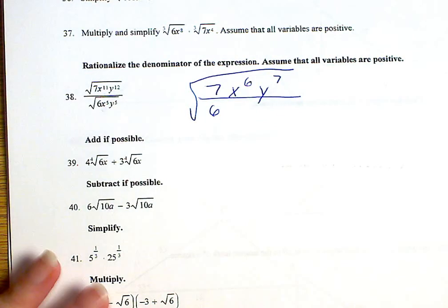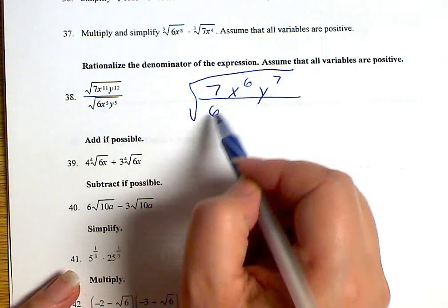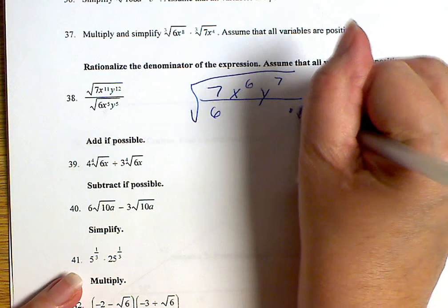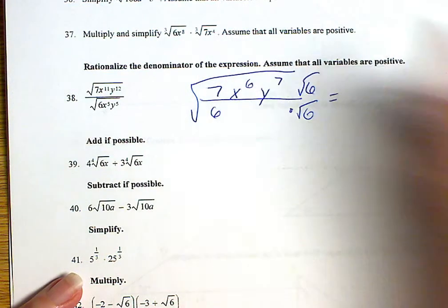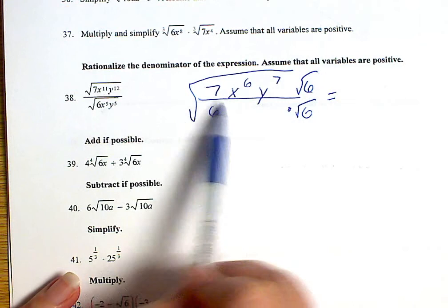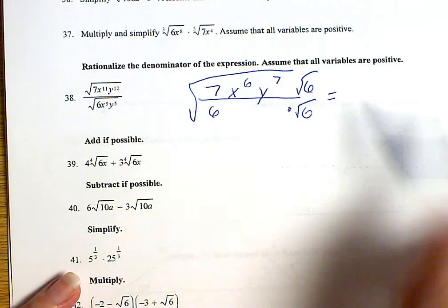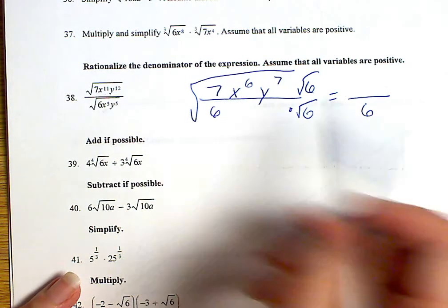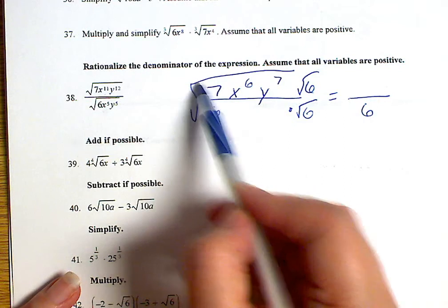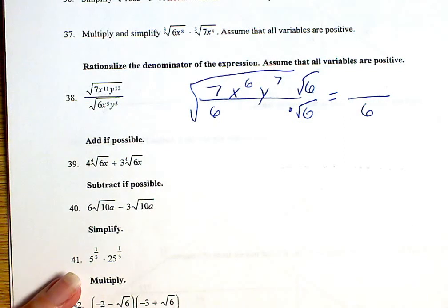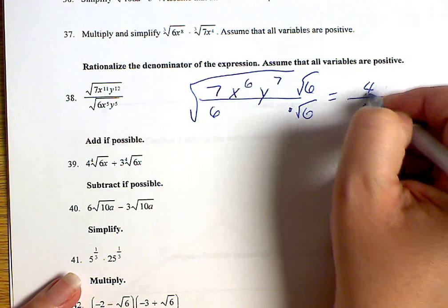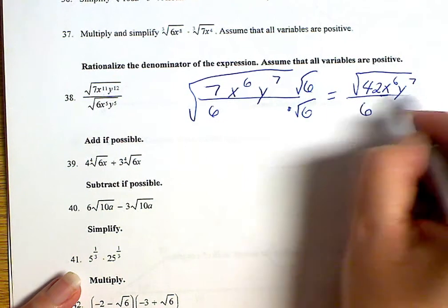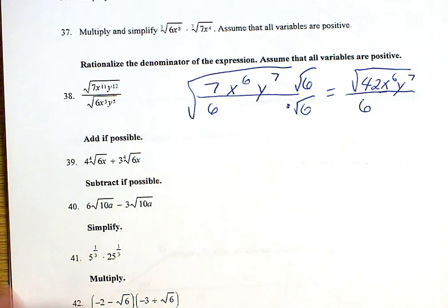We can't have the square root on the bottom. So we have to multiply both top and bottom by the square root of 6, because that's what's on the bottom. On the bottom, square root of 6 times square root of 6 is plain old 6. On the top, we have 7 times 6, which is 42, x to the 6th, y to the 7th. And we're going to pull out the ones that are perfect squares.